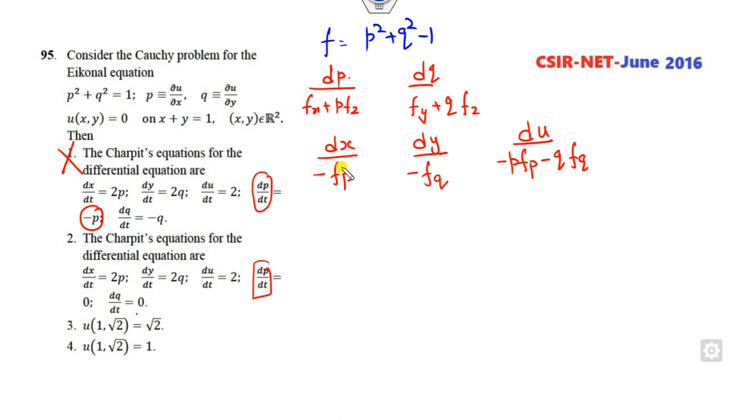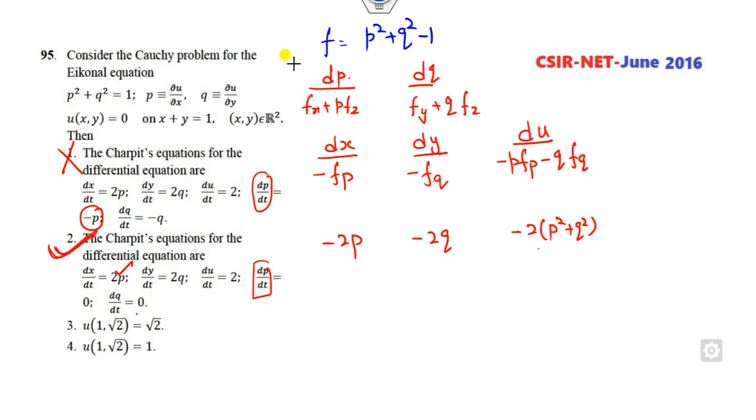So we can check it. fp is 2p, satisfied, minus 2p. This is minus 2q multiplied by p, and here it is minus of p square plus q square, which is 1. So it is minus 2. Minus will be cancelled out. So all are satisfied. Right answer.